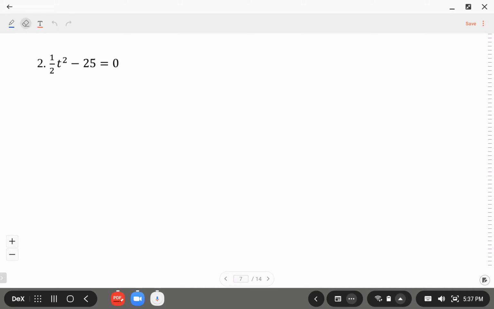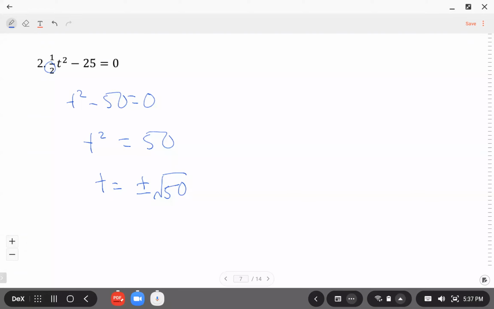So now let's walk you through this one. Let's multiply everything by 2, because we need to get rid of this fraction. So it's t squared minus 50 equals 0. T squared equals 50. Then we square root, right? T equals plus minus square root of 50, but the exams won't take this answer.